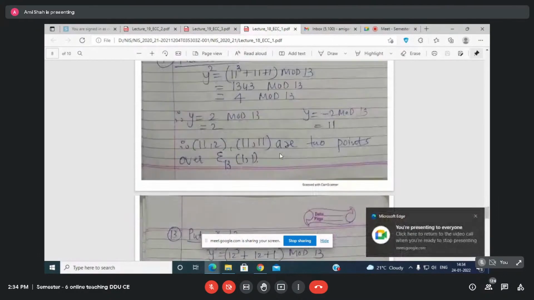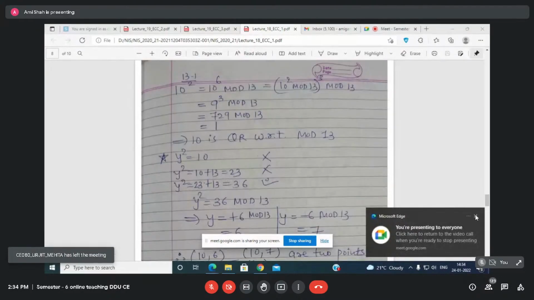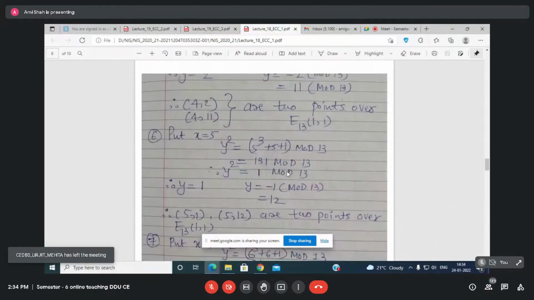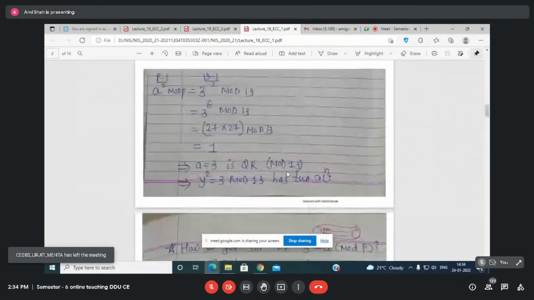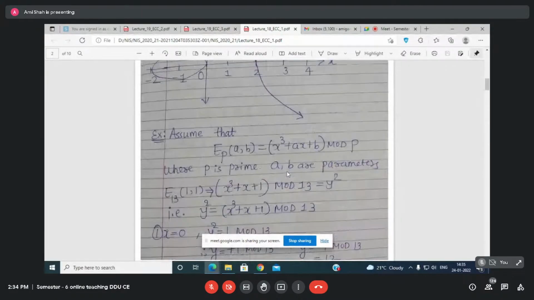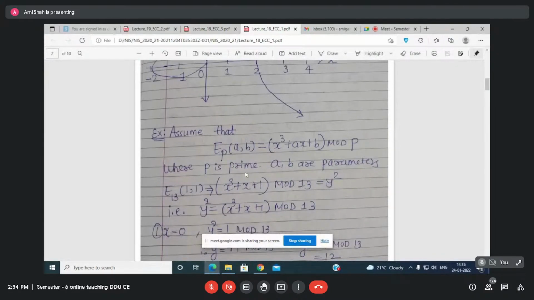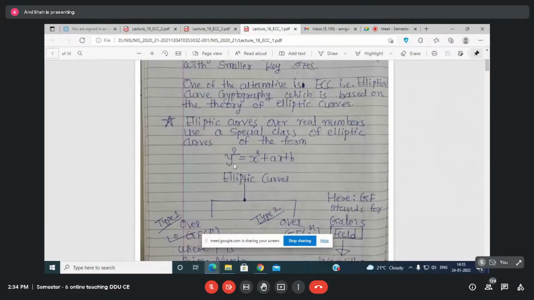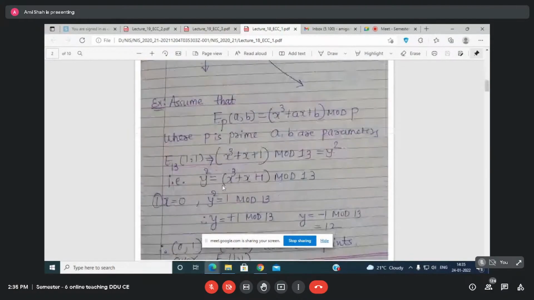Okay, so listen everyone, in the last class I discussed that for a curve, this is the equation: y square equals x cube plus ax plus b, right? This is a curve of this type of form. All of you know that equation.